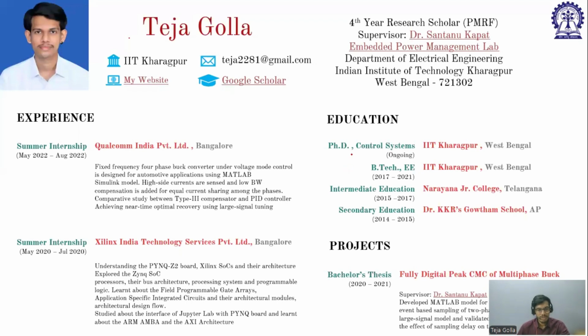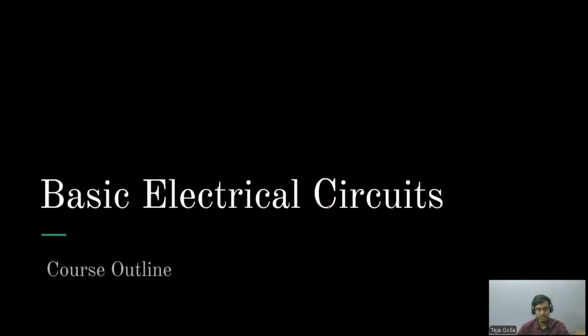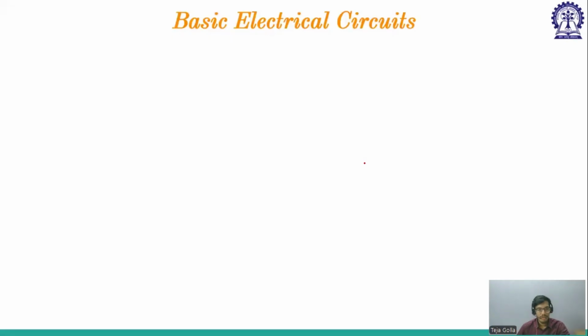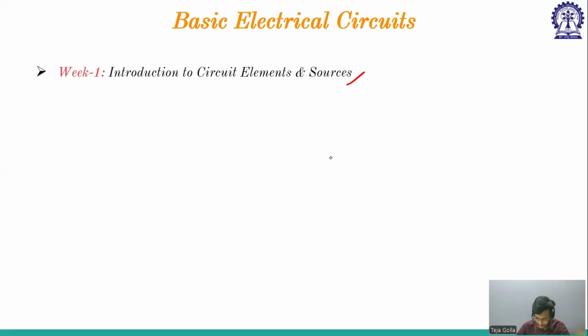So coming to this course, basic electrical circuits, I'll give you some basic outline about the course, what is going to be taught by sir and what I'll be going to teach in these sessions. So we have 12 weeks, as you know. In week one, which is today's week, we'll have introduction to circuit elements, which is just to give some brief introduction about what the circuit elements are and what types of sources there are and what the difference between them is, and to get some basic understanding about these sources and circuit elements.